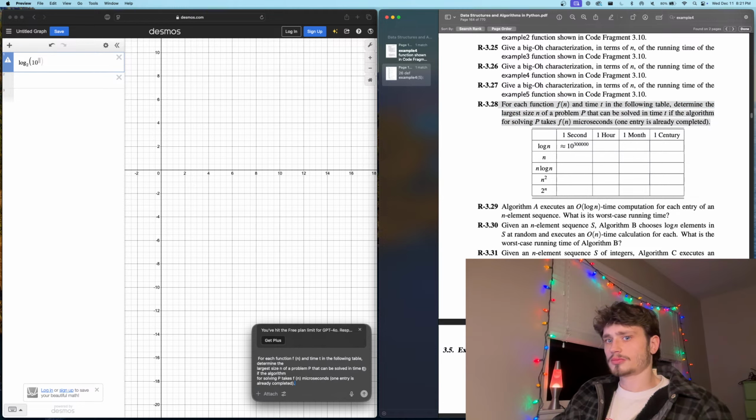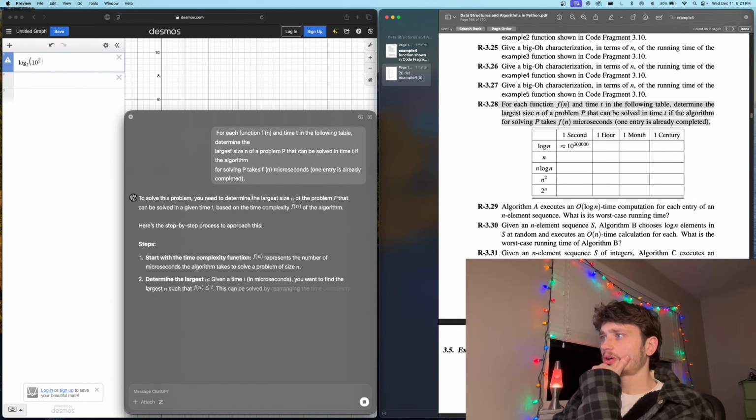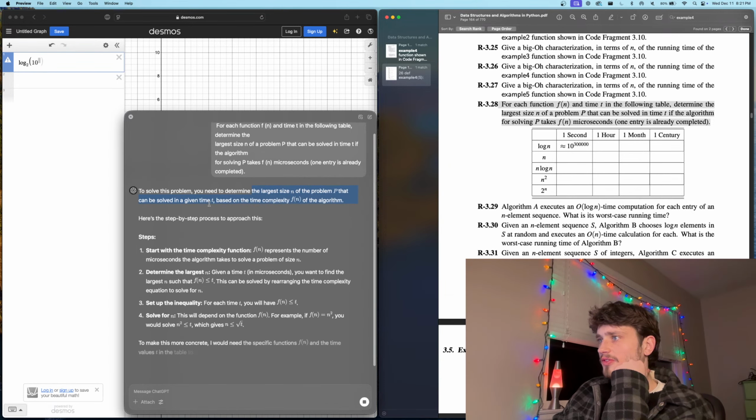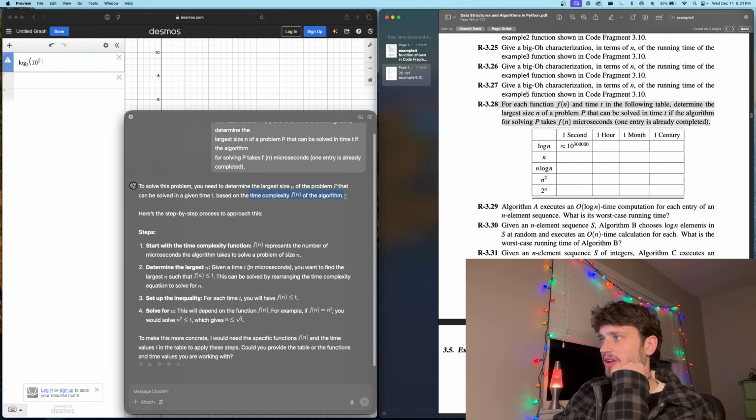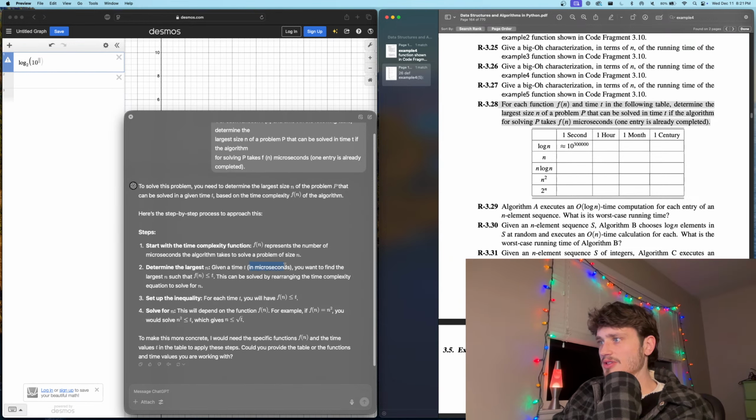To solve the problem, you need to determine the largest size n of problem p that can be solved in a given amount of time t based on the time complexity f of n of the algorithm. Here's a step-by-step approach. Start with the time complexity of the function. It represents the number of microseconds the algorithm takes to solve a problem of size n. Determine the largest n given time t in microseconds. You want to find the largest n such that f of n is less than or equal to t. This can be solved by rearranging the time complexity and solving for n.